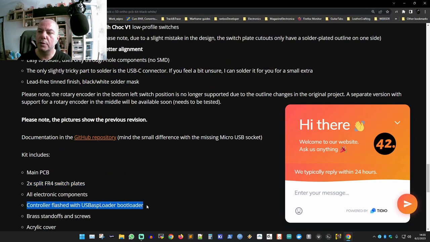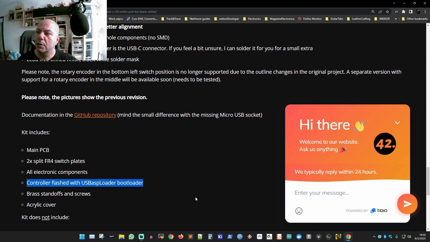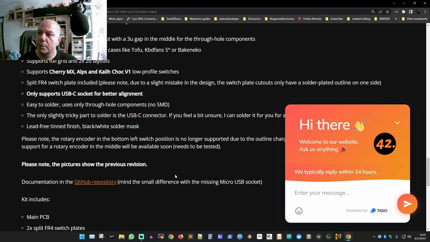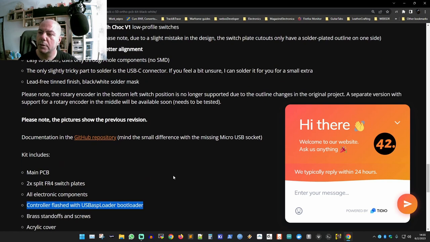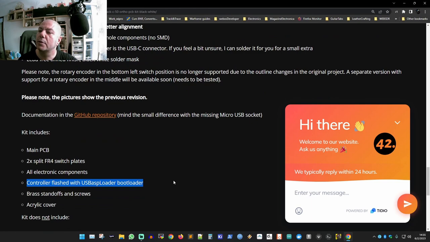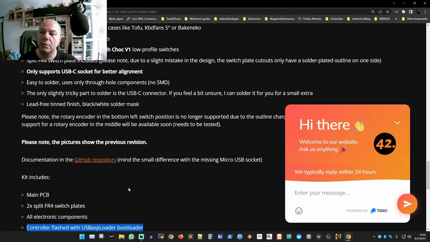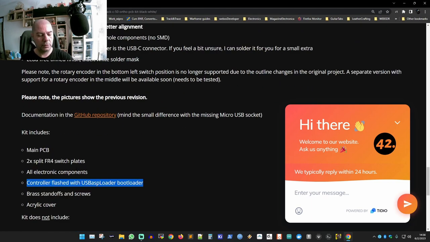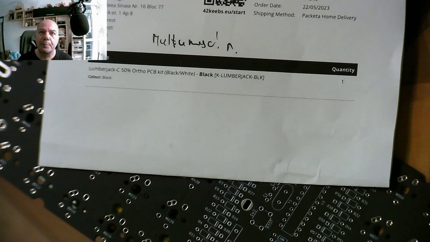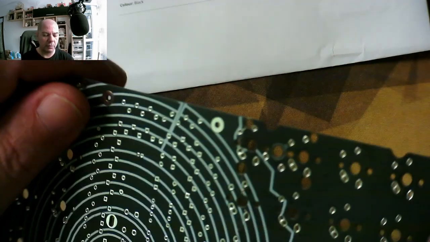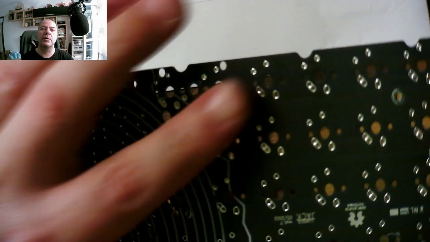Controller flashed with the USB loader, bootloader. Yeah. ESP, USB, ASP loader, wherever. Acrylic cover. Yeah, I don't care what is not included. Part of the electronic components look okay. I'm sorry, I paid for a solderable device. I have no IC to solder, and nothing here is to do. It's broken.